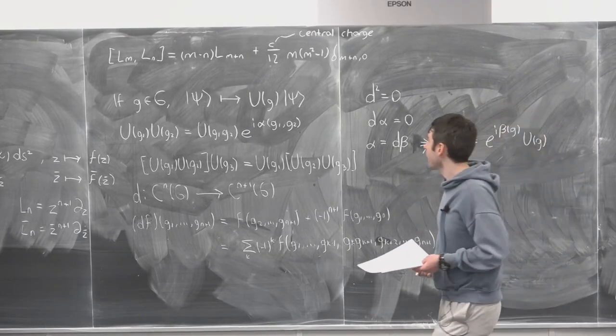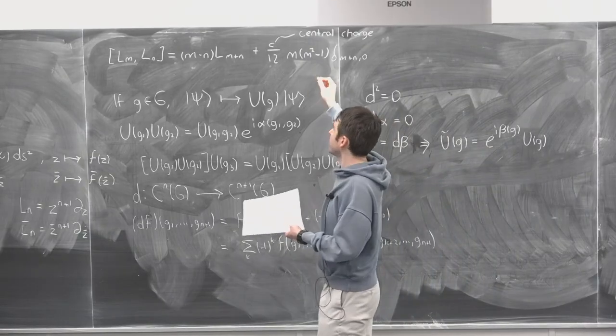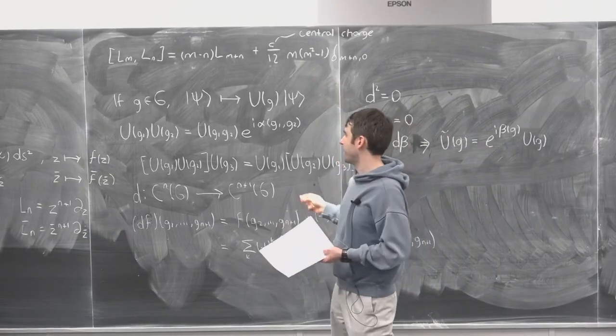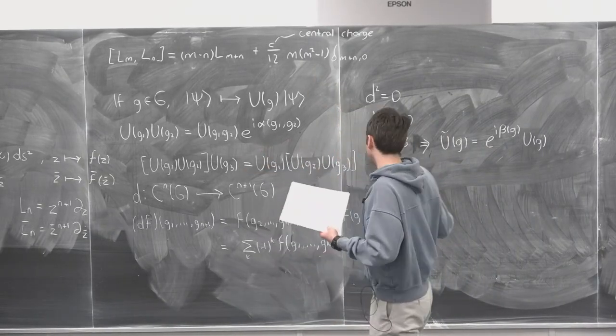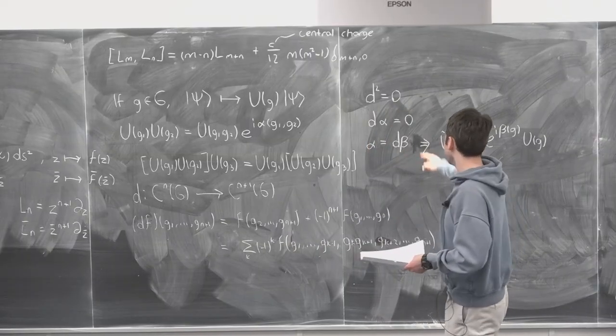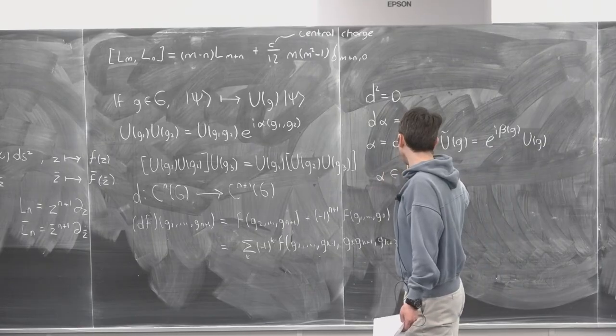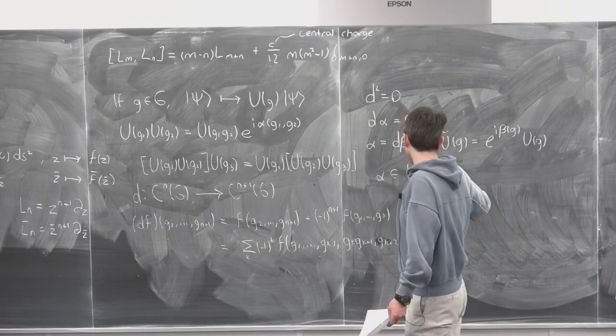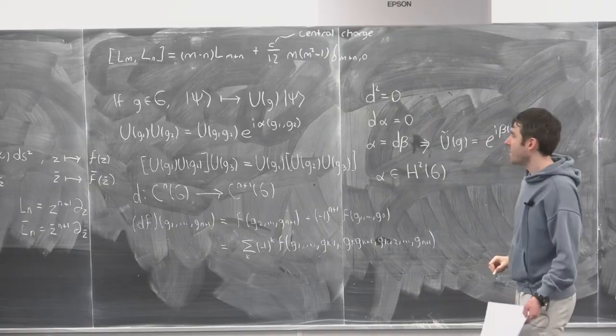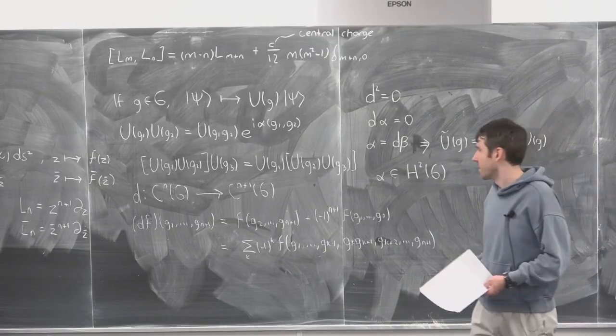So central extensions of a Lie algebra signal projective representations of a Lie group. And because of this, projective representations are classified by the second group cohomology. So that's just an aside that I thought this audience might like.